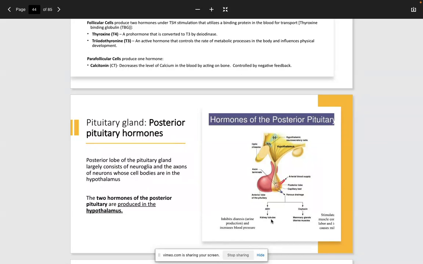ADH works on the kidneys, at the kidney tubules. This inhibits diuresis, or urine production, and it also increases blood pressure. Because you inhibit diuresis, you prevent water from going into the urine. You bring that water back into the blood, which also increases the blood pressure.